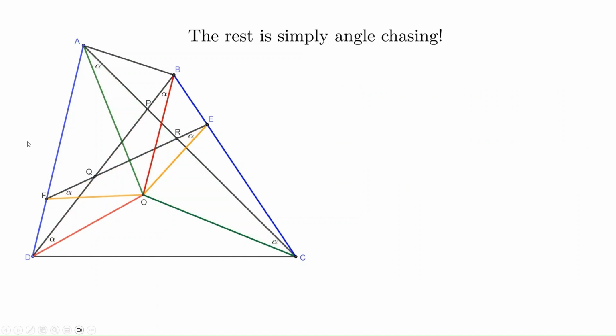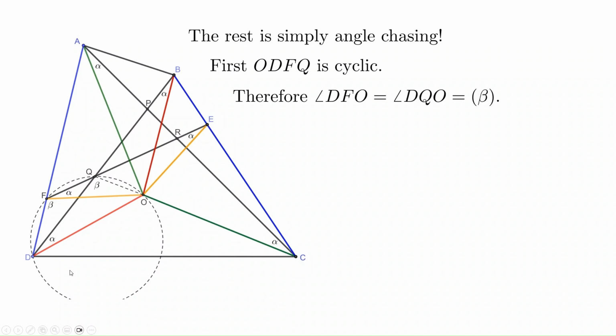We are almost done. The rest is just angle chasing. First of all, quadrilateral ODFQ is cyclic because of the two alpha angles at point F and D. The inscribed angle theorem applies. Because of the same theorem, angles DFO and DQO are congruent. They are denoted as beta.